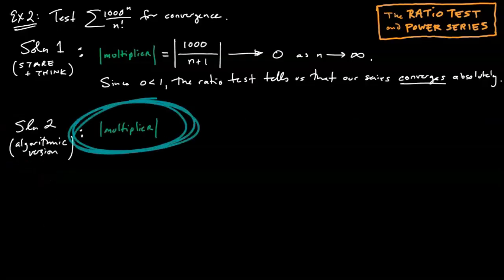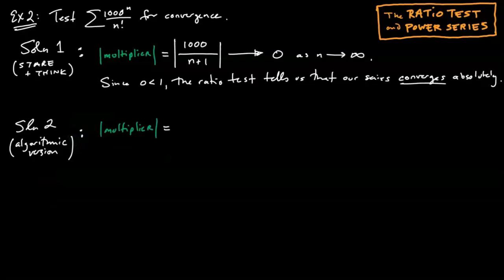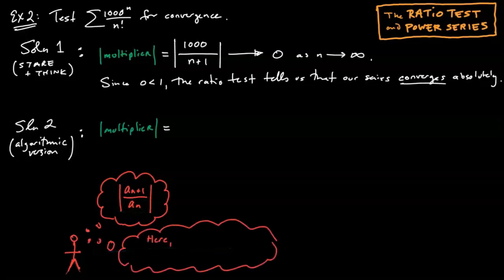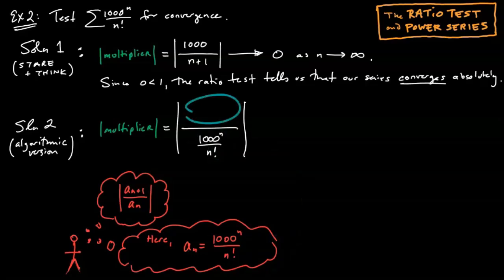Once again, we need to think about the multiplier, but this time we remember that form of the multiplier. I'll bring our stick man back, who remembers that the multiplier is a sub n plus 1 over a sub n. And here, a sub n, the general term of our series, is 1,000 to the nth power over n factorial. So that means our multiplier has precisely that as its denominator, while its numerator, a sub n plus 1, is the same thing if we replace those n's by n plus 1s, like so.